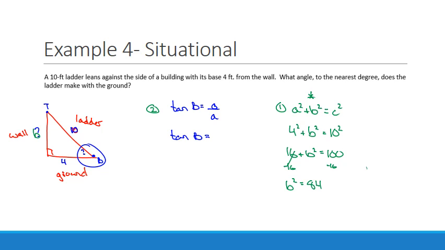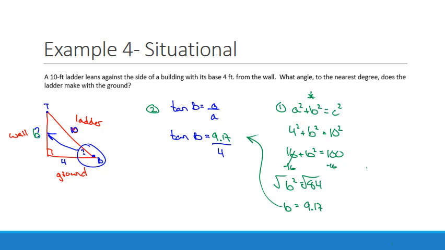And now I don't want b squared, I want b, so I have to take the square root of b squared. Whatever I do to one side, I have to do to the other. So b is going to equal 9.17 when I round to 2 decimal places. And then I can go back to this and plug that in. So the opposite ends up being this 9.17 divided by the adjacent, which we already had, which was 4.